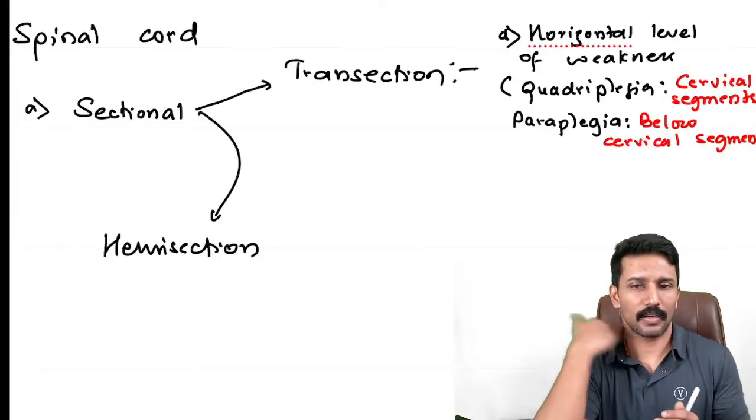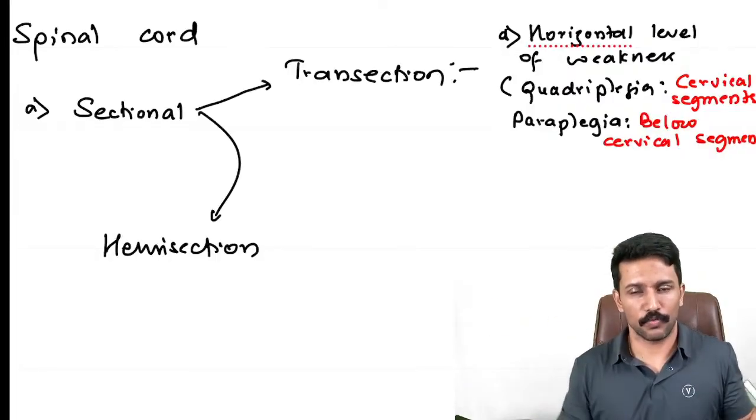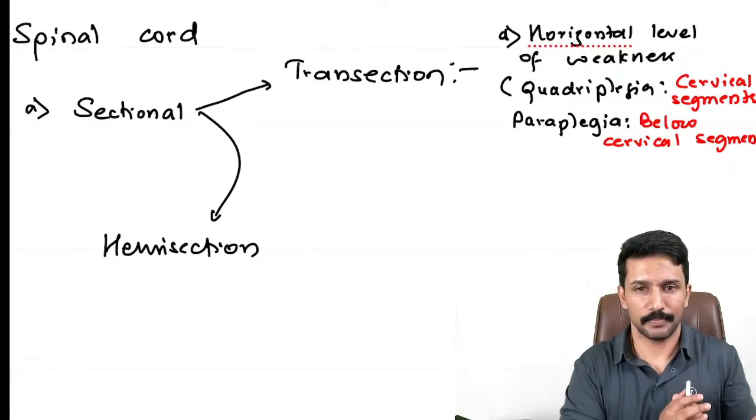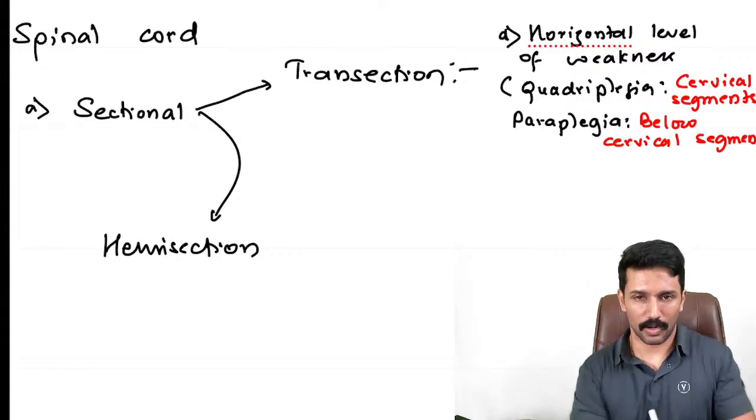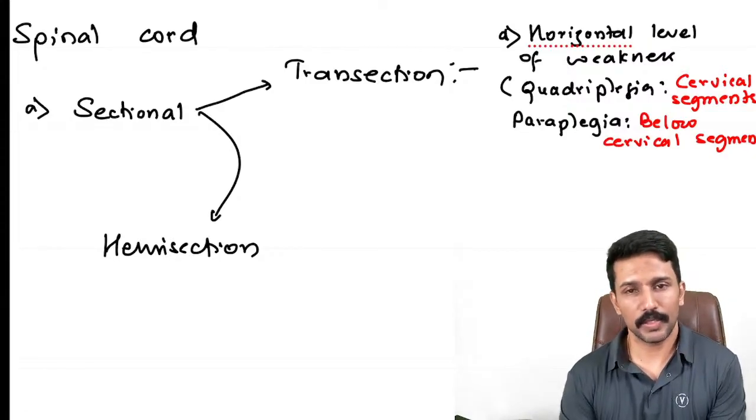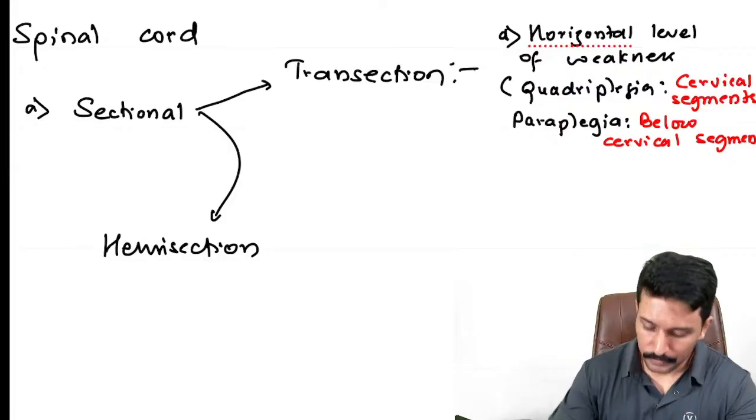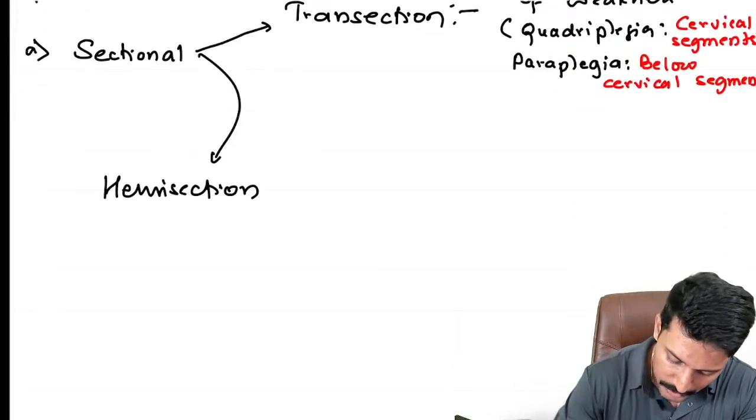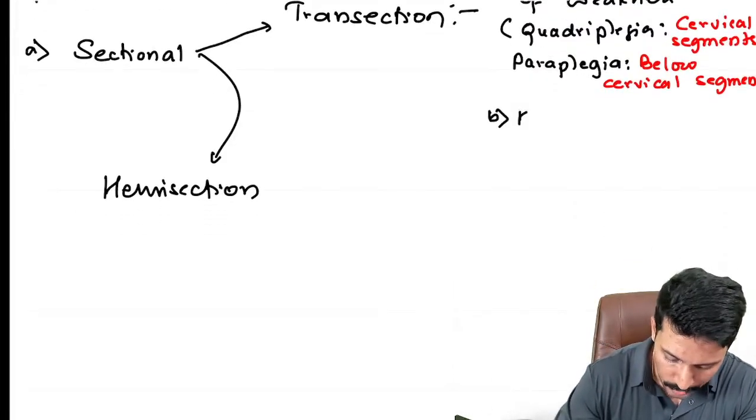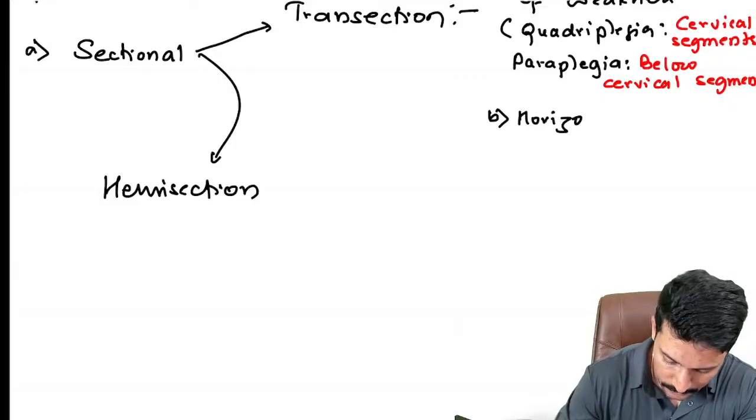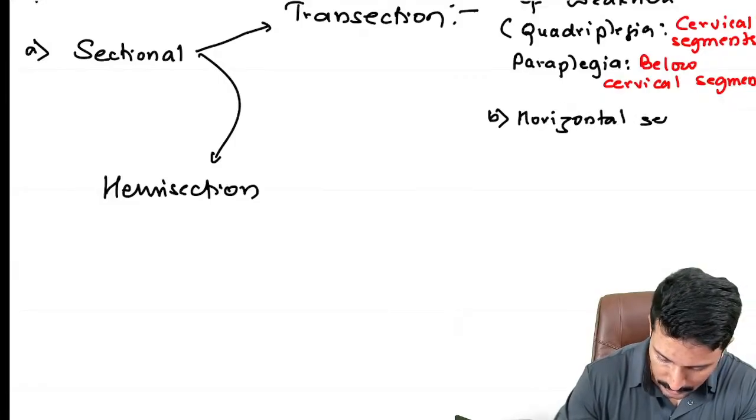Clear horizontal, right? Cut here, upper limb, lower limb, all gone weak. We will call it quadriplegia. Cut thoracic level or lumbar level, only lower limb becomes weak. We will call it paraplegia. So along with that, these patients will also have horizontal sensory loss.